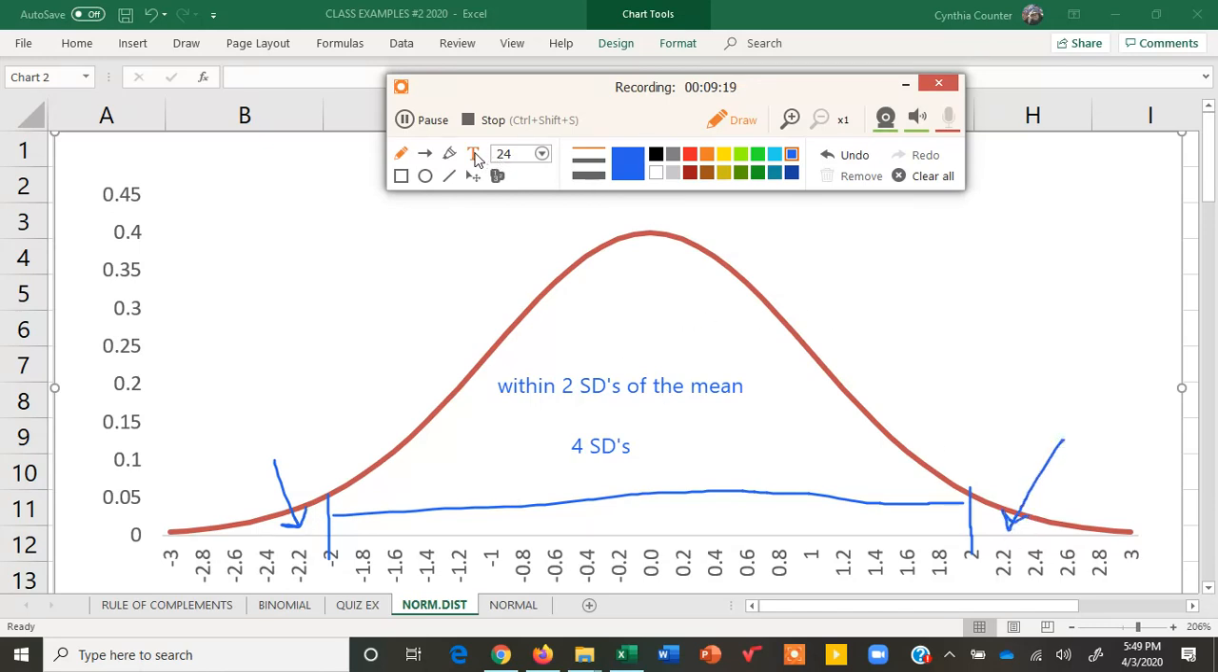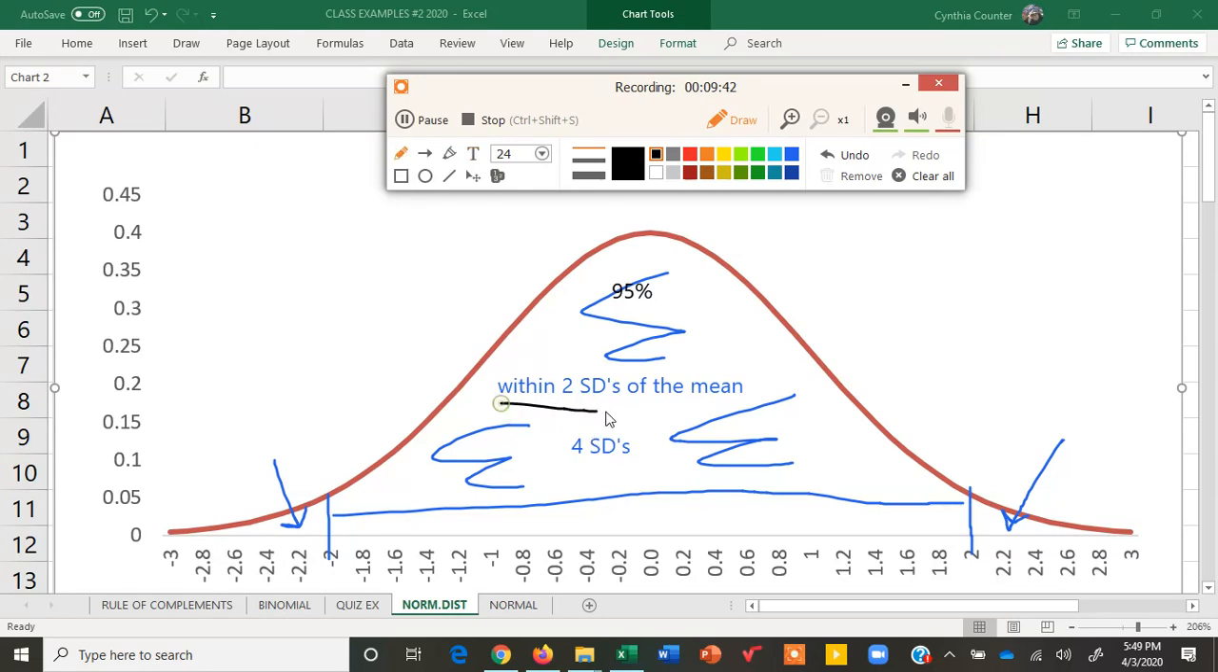It turns out that everything in the middle here, all of this, is 95% of the data. So 95% of the data is within 2 standard deviations of the mean. That means there is 5% left, divided equally into each of these 2 tails. So each of these tails has 2.5%. We have the bottom 2.5% on the left, and the top 2.5% on the right.